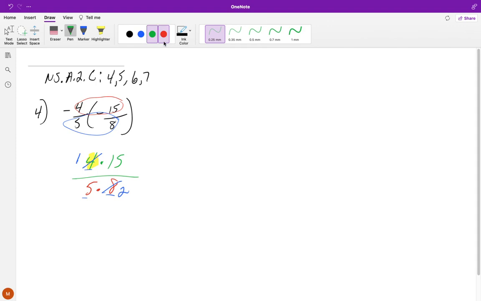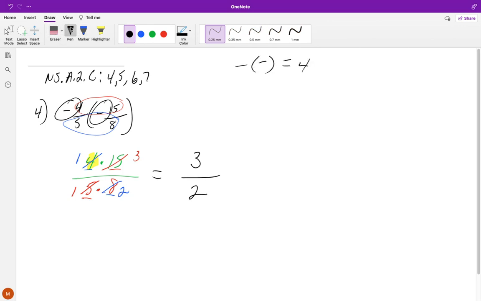And now I'm going to go ahead and move on to the other number, 15. Now, can 15 simplify with any of my numbers? Well, 5, yes. 5 goes into 15 3 times, and 5 goes into 5 once. And 3 and 2 can't simplify. So that means that when we multiply, it will give me 3 over 2. And we know, since we had a negative times a negative, that that gives me a positive as my answer. So then my answer is a positive 3 over 2.